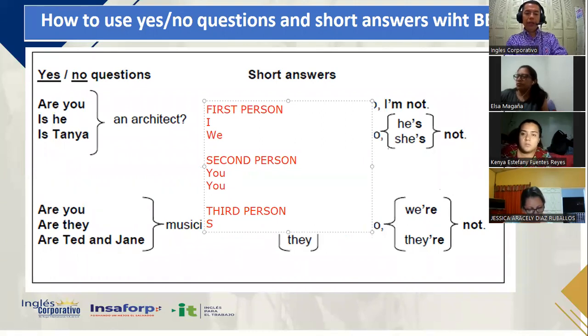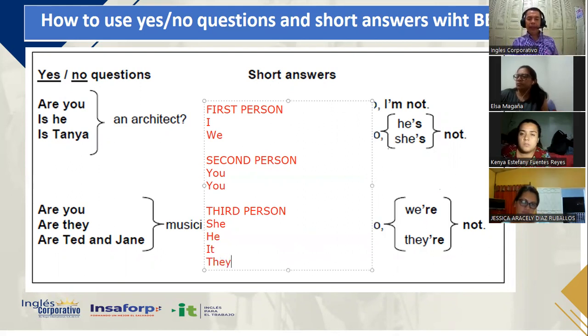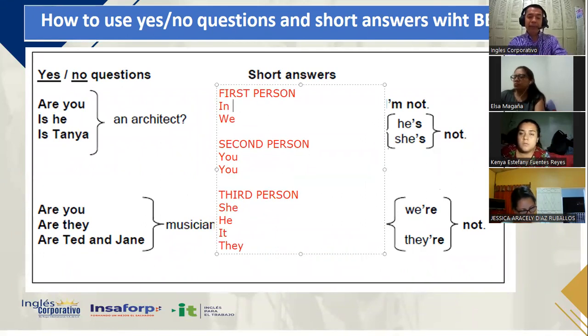Que es she. He. It. Y they. Ok, ahí están todas las personas. Entonces, cuando vamos a usar el verbo to be... Tenemos que memorizarnos, ¿sí? Por ejemplo, I am. We are. You are, tú eres. Ustedes son. You are. Este es tú para el que escucha la oración.